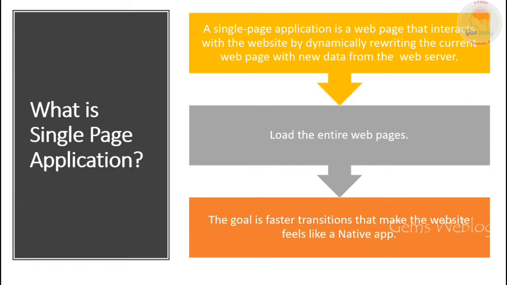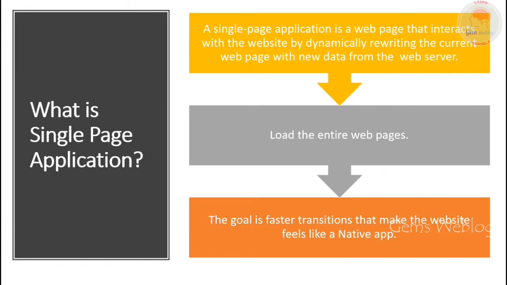So what is a single page application? A single page application is a web page that interacts with the website by dynamically rewriting the current web page with new data from the web server. So it loads the entire web page. After loading the entire web page, we do not need to hit the server. So the goal for the single page application is to make a website more like a native application.